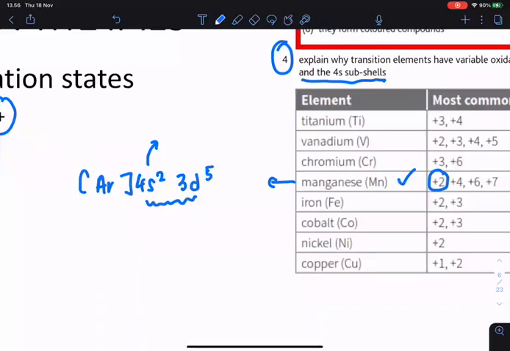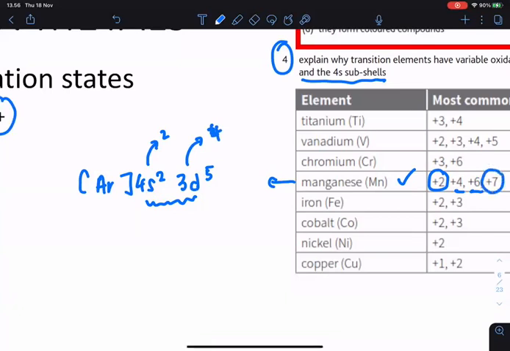That's why you should know why 4s is filled up first compared to 3d. They have similar energy level. It means that electrons can still be removed from 3d. So if it is +4, you remove 2 and you remove another 2 from 3d, still possible. You can also remove 6. You remove 2 from 4s, you remove 4 from 3d, but maximum to +7 only.